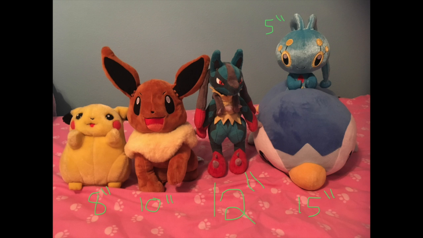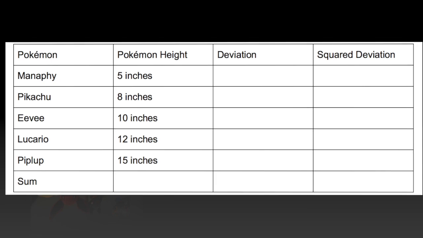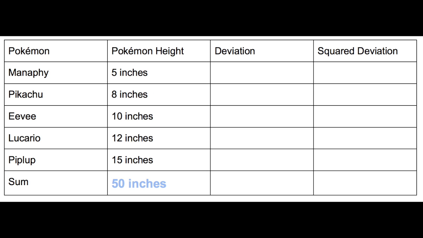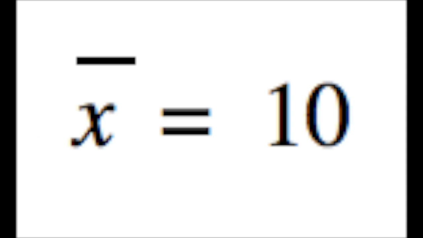For this example, we'll use a table for visual. First off, we need to find the mean height. Totaling all the heights up, we have a total height of 50 inches. The total height 50 divided by the number of values 5 equals 10, so our mean height is 10 inches.